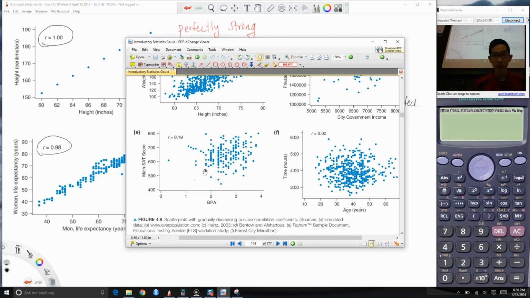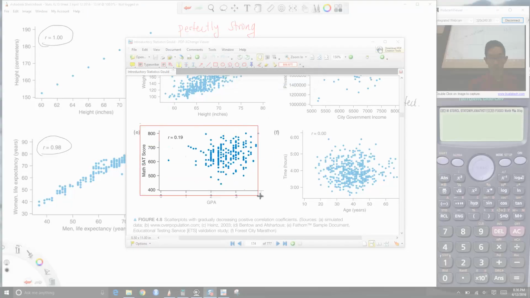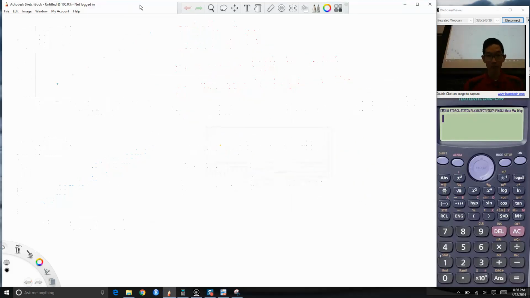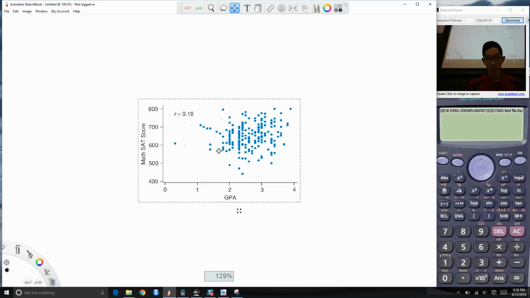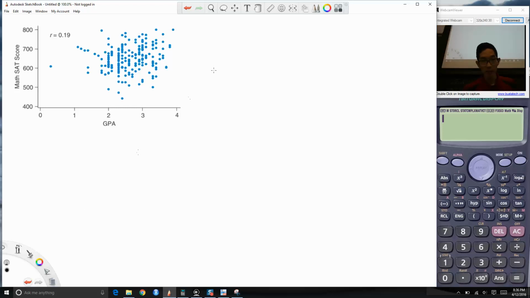Okay, so here the relationship is much weaker. So overall, maybe there's still a slightly positive relationship, but you know, lots and lots of scatter, right? So here your r is only 0.19.